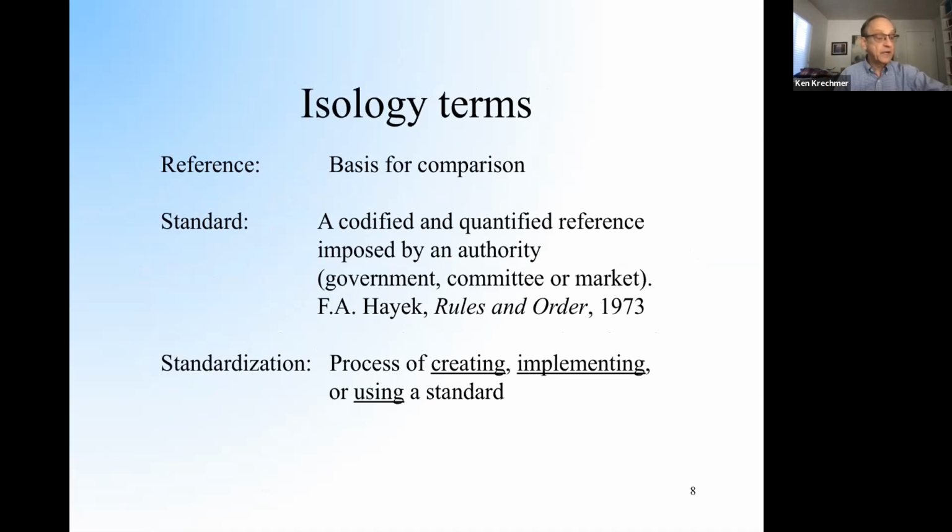So maybe we'll finish up here a little bit with some terminology. A reference is a basis for comparison. We have them all over the place. They exist everywhere, and they're just a basis for comparison. A standard is a codified and quantified reference imposed by an authority, government, committee, market, something. And there's an economist, Friedrich Hayek, a very famous Austrian economist, with his book, Rules and Order, 1973. I love to point out that in the book called Rules and Order, the word standard is never used. To give you an idea of just how difficult it is for people to think about how these standards actually operate. But his book on Rules and Order does a very good job of explaining how you create order, which really means using standards, codified and quantified references.